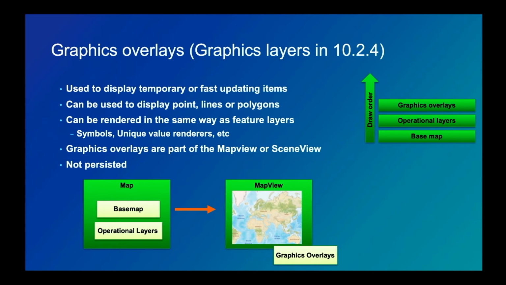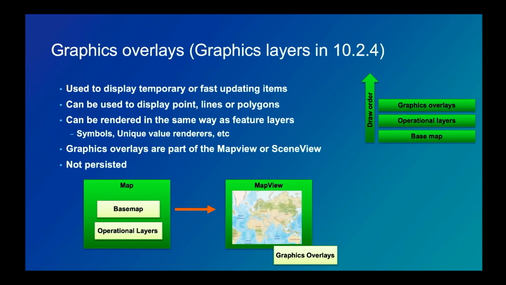So the symbols that you're familiar with, the simple marker symbols, or maybe the 3D symbols that you've been working with, and the renderers, they're all the same. So the rendering capabilities are identical to your feature layers.